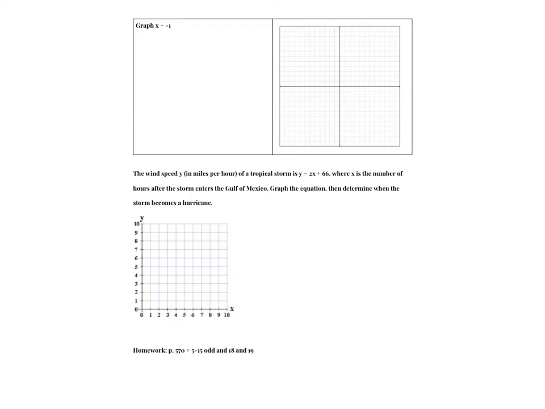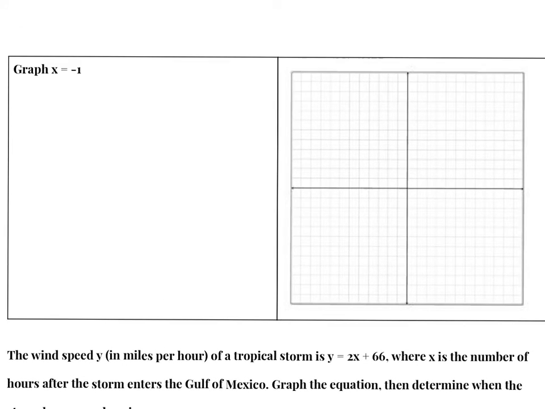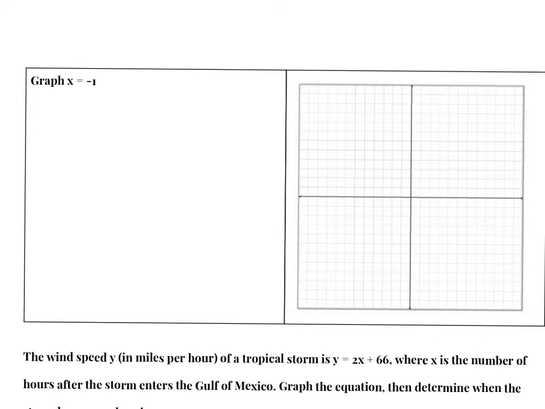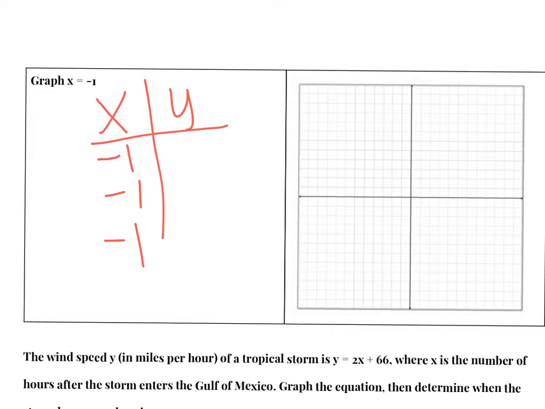Okay, so if we go over to this one here, we're going to graph x equals -1. Like I said, I just like to double check that what I'm doing is right. So x, y. Okay, so if I say no matter what, my x is -1, no matter what happens. So my y, I could say is -2, 0, and 2.